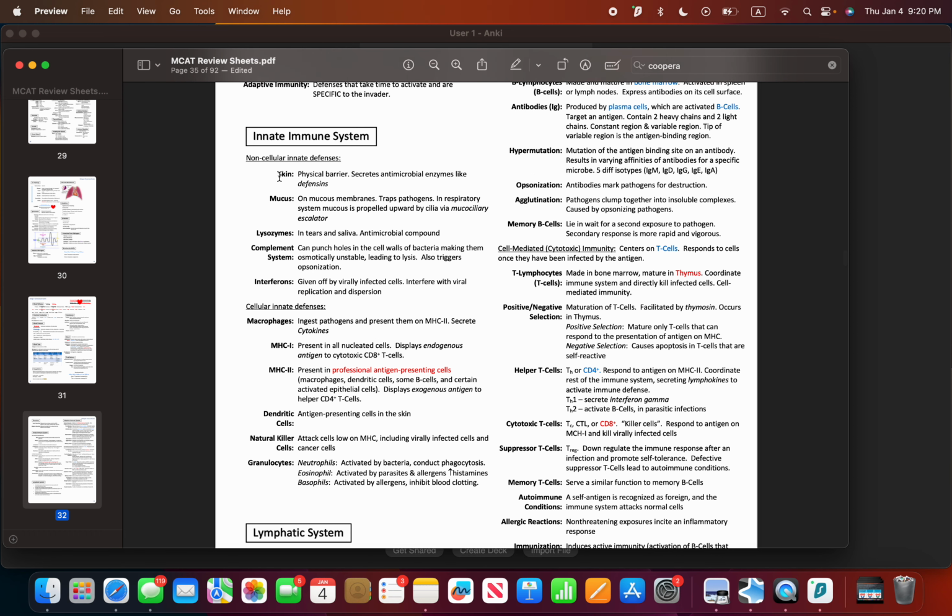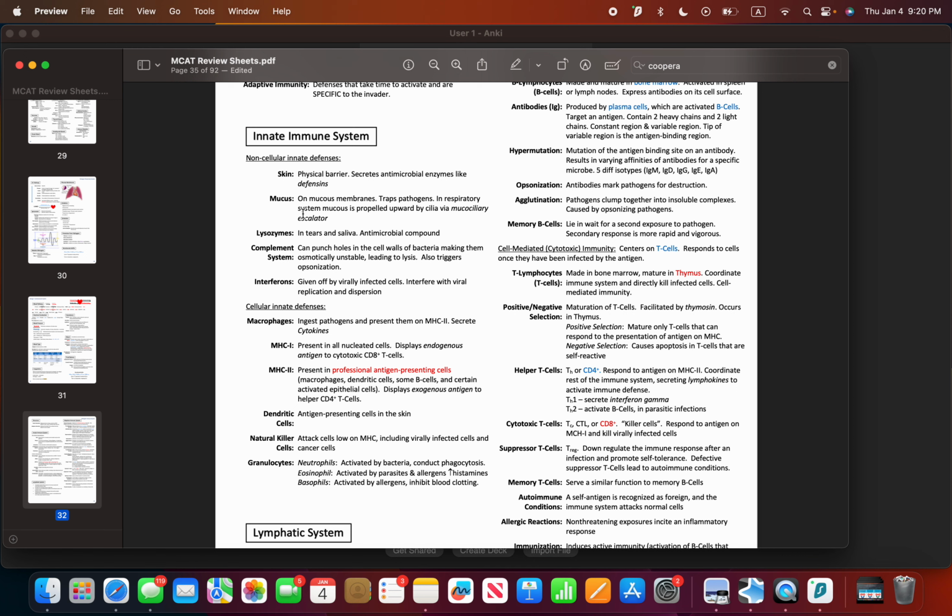So the first line of innate immunity is our skin. If you remember, we were searching for the difference between defensins and lysozymes. Lysozymes are in tears and saliva, and the similarity they have with defensins is that they are both antimicrobial compounds, antimicrobial enzymes.